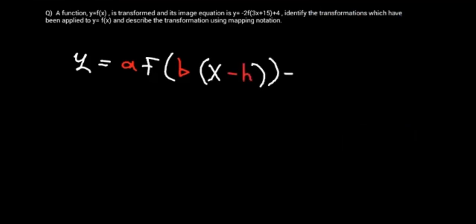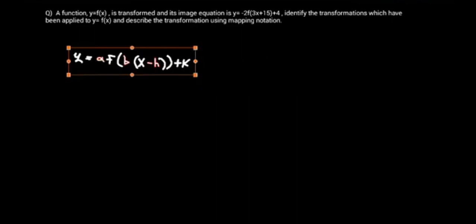So the question says, a function y equals f of x is transformed and its image equation is y equals -2f(3x plus 15) plus 4. Identify the transformations which have been applied to y equals f of x and describe the transformation using mapping notation. First things first, you should be familiar with this equation, which is y equals a f(b(x minus h)) plus k. We'll make this a little bit smaller.